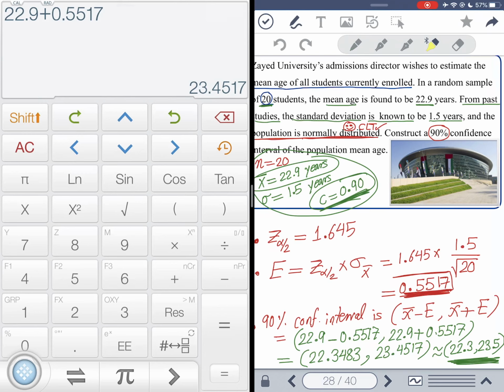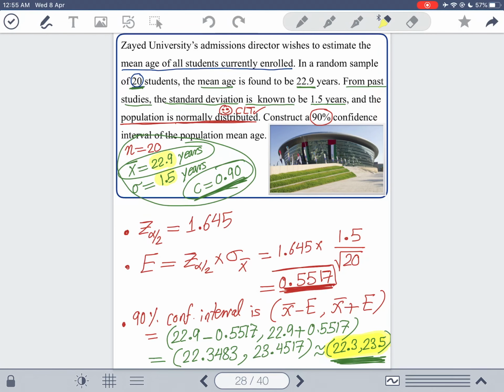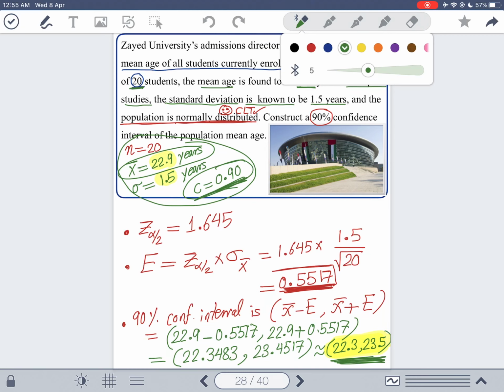Why did I choose just 1 digit? Because x bar and sigma, both of them, are given to 1 digit. So take 1 digit. But you can take more digits. It's up to you. As I said, it's up to your taste. So now, what can we conclude? Listen to me and write this down.